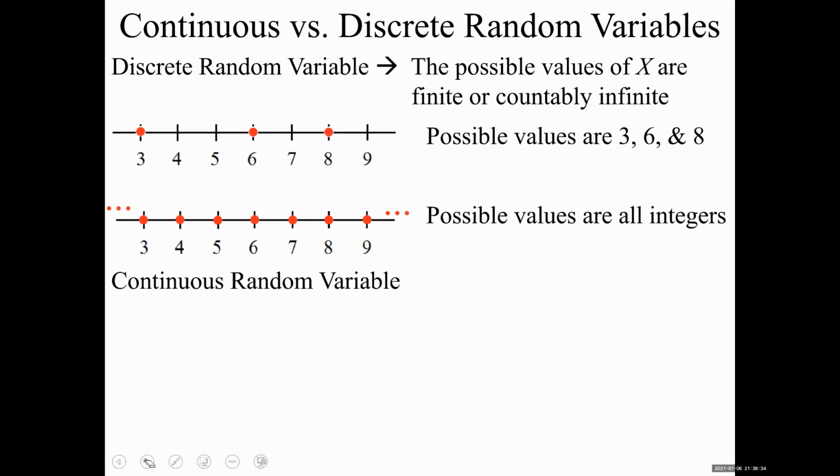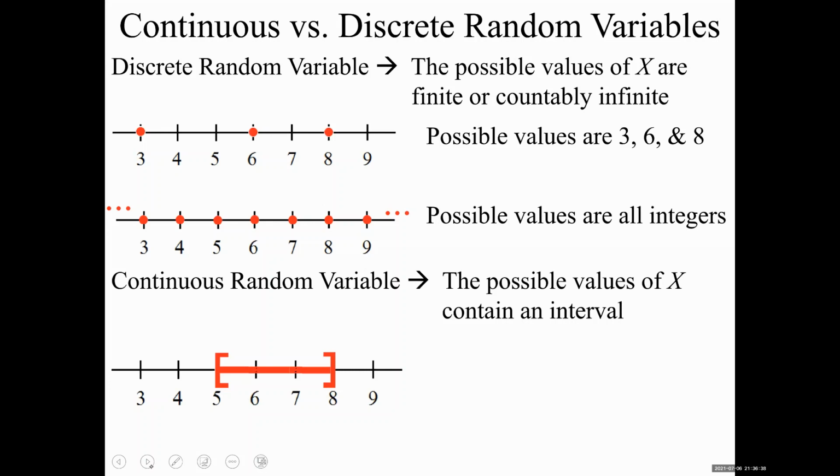Continuous random variable, the definition is the possible values of x contain an interval. Here's a quick example here. What I'm trying to say is you have a bag of numbers. And what numbers are in the bag? All decimals between 5 and 8. So when I draw a picture like this, it's every number you can think of between 5 and 8.